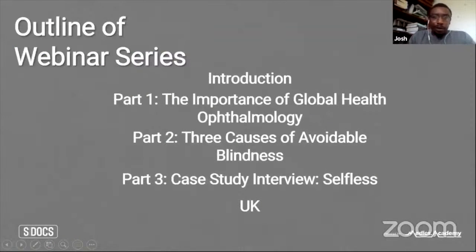This is an outline of my webinar series. So I will start with an introduction now, and then I will do part 1, which is going to be the importance of global health ophthalmology. Look out for my next videos, which will be part 2, 3 causes of avoidable blindness, and part 3, a case study interview with Selfless UK charity. So really interesting things that we're going to be looking at and talking about.